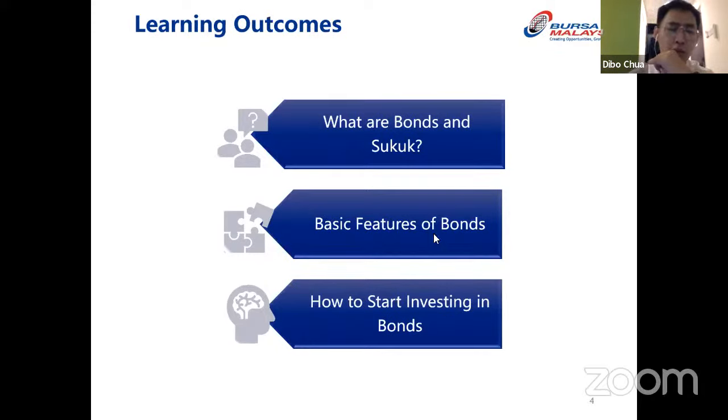A lot of times we hear a lot about bonds and Sukuk in Malaysia. Sometimes we read about it in the news, like a company raising funds through a perpetual bond or perpetual Sukuk. To be honest, what actually are bonds, and what actually is Sukuk? How can they help us, for example, as retail investors? How can they actually help us?